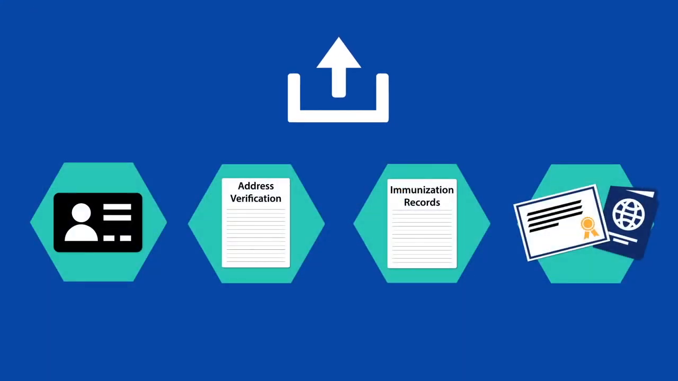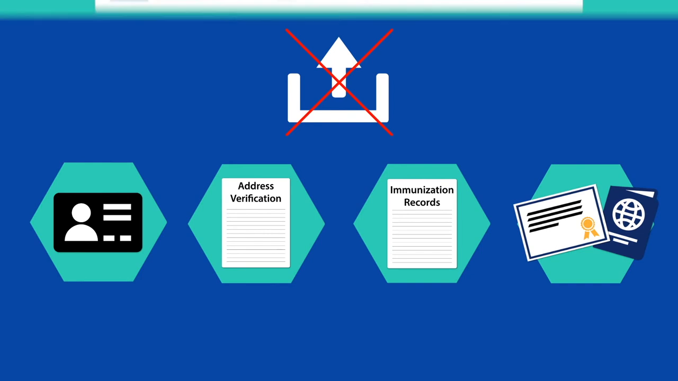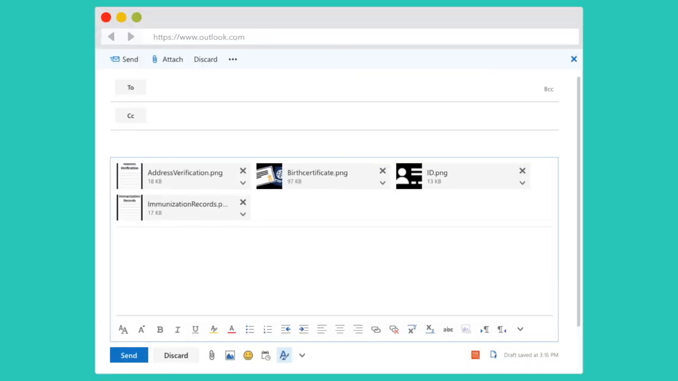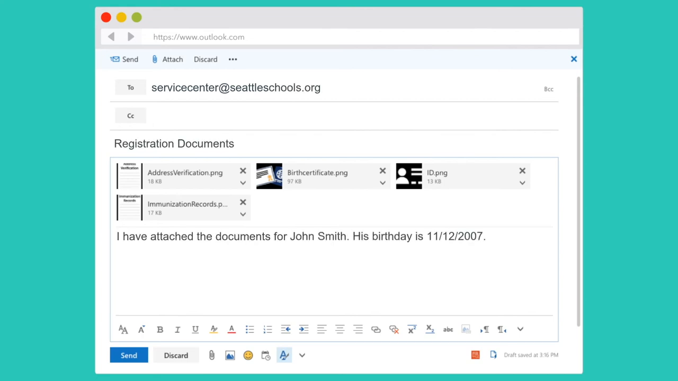If you are unable to upload documents before pressing submit, you may email the documents directly to our admission center at servicecenter@seattleschools.org. Please include your student's full name and date of birth in the email.